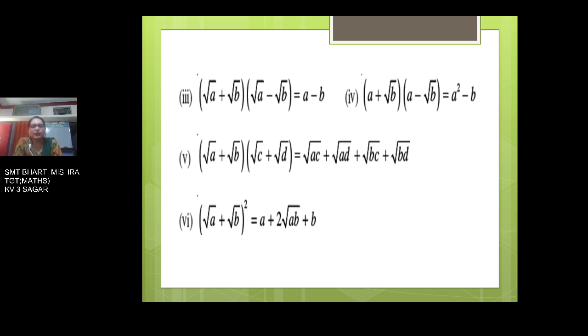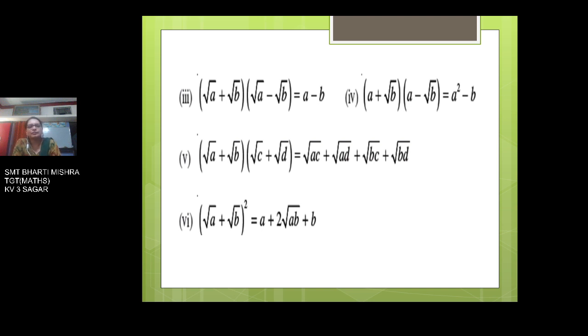This is the modification. We have brought this result from the identity you practiced in class 7th, (a plus b) into (a minus b) is equal to a square minus b square. Here in place of a we have the square root of A. So the square root of A squared represents A. Square root of A into square root of A is equal to A alone.